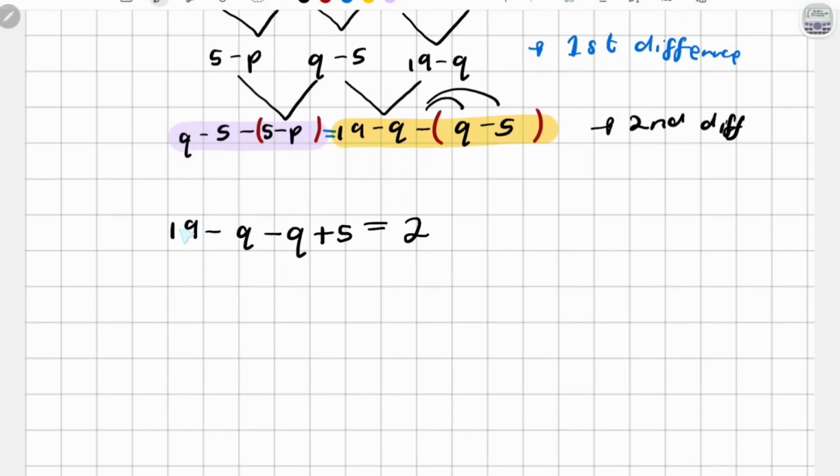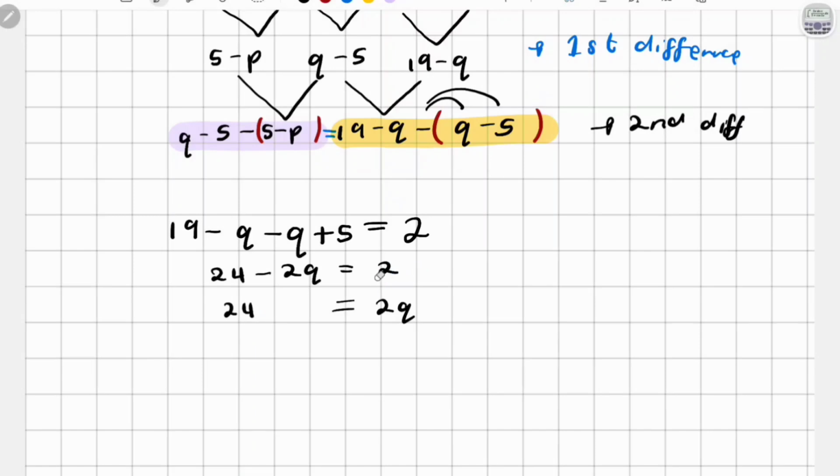So I'm saying 19 plus 5, that's going to give us 24. And then negative q minus q, that's going to be negative 2q. And that is equal to 2. Now you can see we can just solve for q. So I'm going to take this over because it's negative, so that becomes a positive 2q. And then we still have 24.